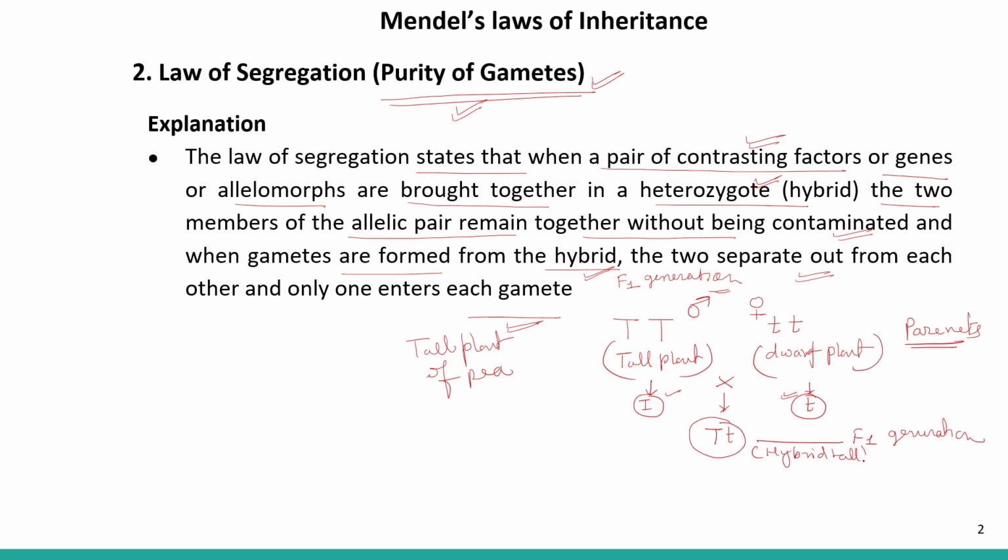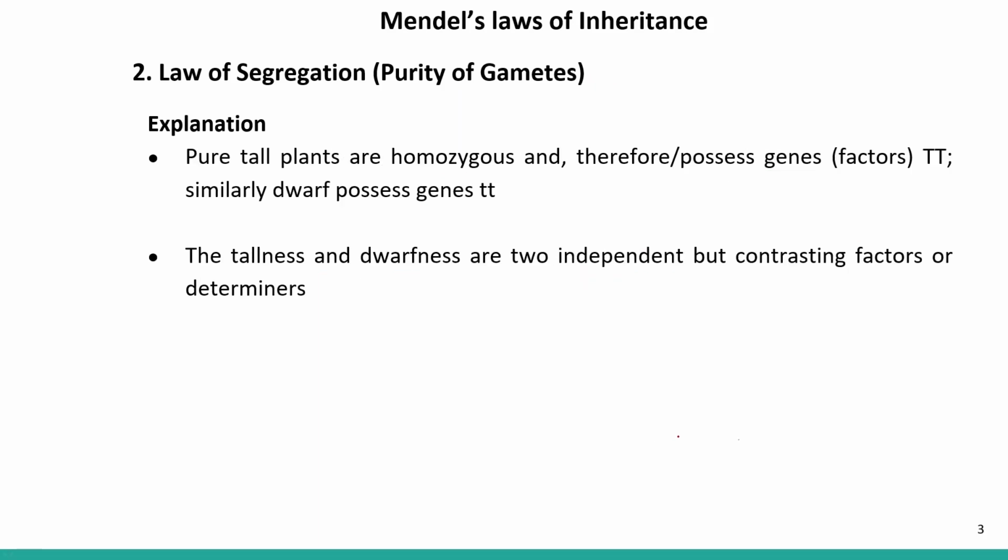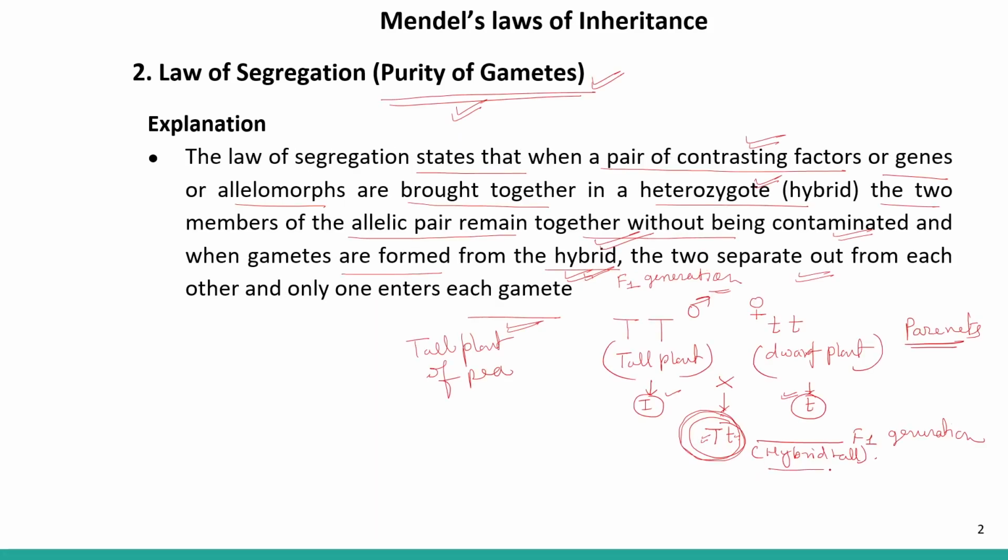So if we see what the explanation says for the law of segregation, the members of the allelic pair remain together without being contaminated when the gametes are formed from the hybrid. So they remain together. These two alleles, that is one allele for the tall plant, capital T, and another allele, small t, are together, right? As a hybrid tall.